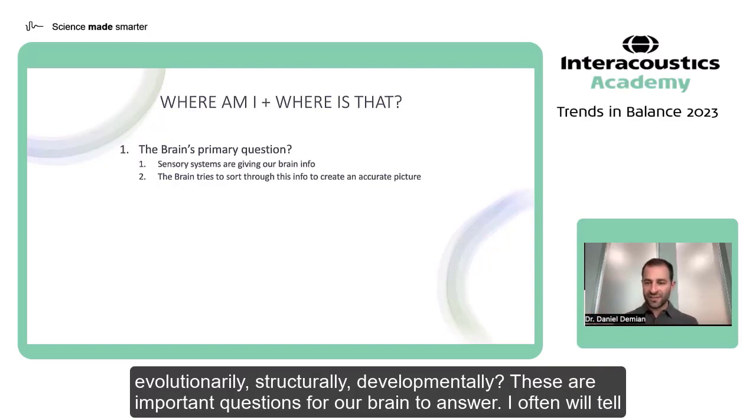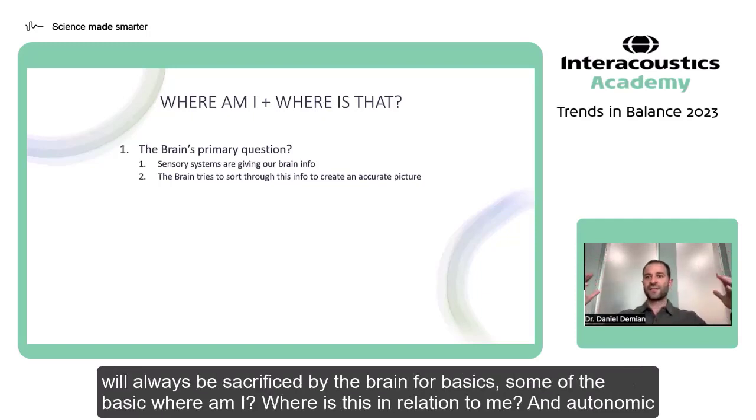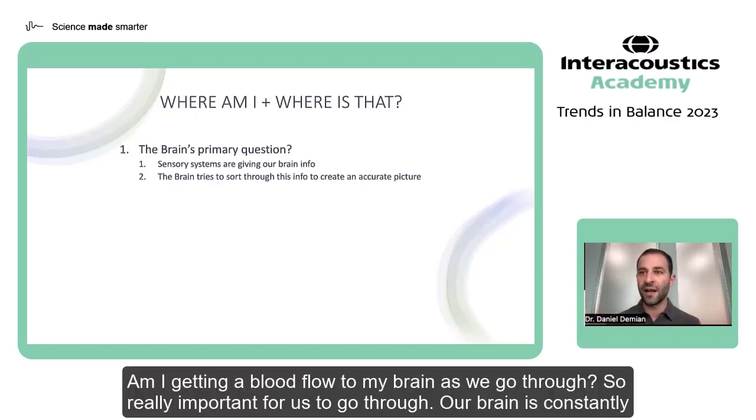I often will tell my concussion or traumatic brain injury population that when we're talking about executive functions and higher order functions, they will always be sacrificed by the brain for basics. Sort of the basic, where am I? Where is this in relation to me? And autonomic function. Am I getting good blood flow to my brain as we go through? So really important for us to go through.